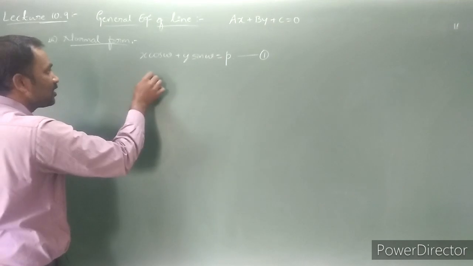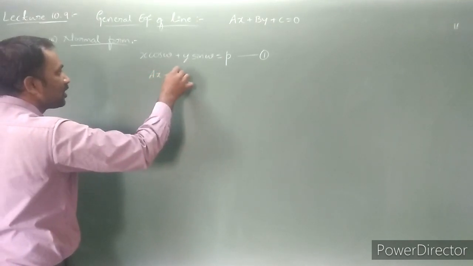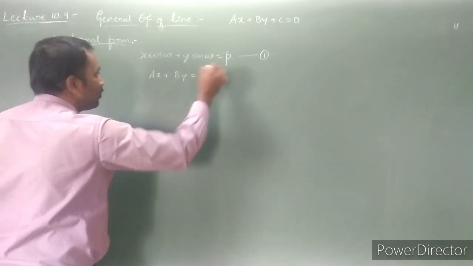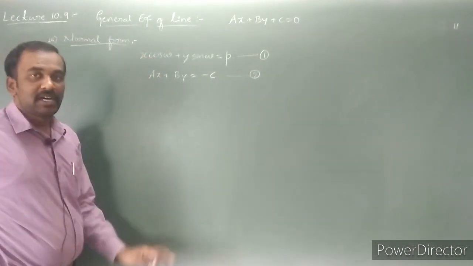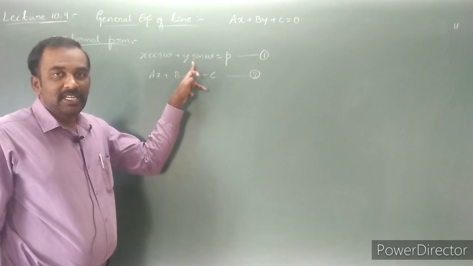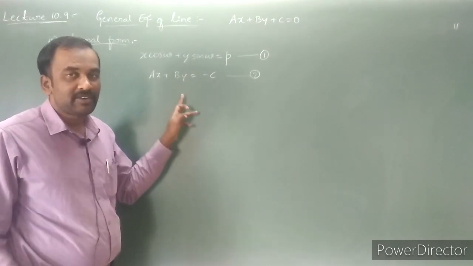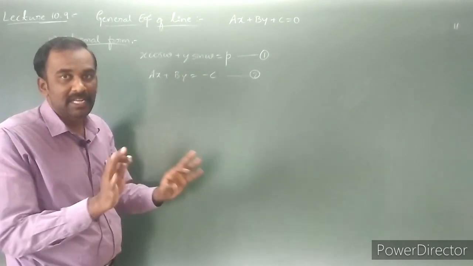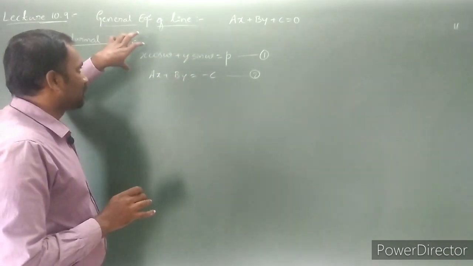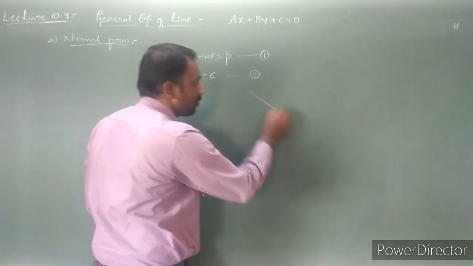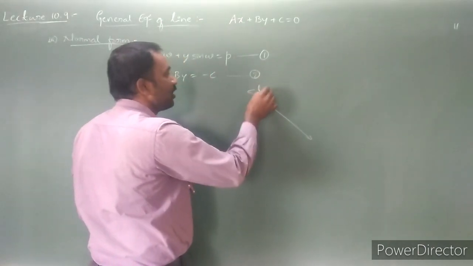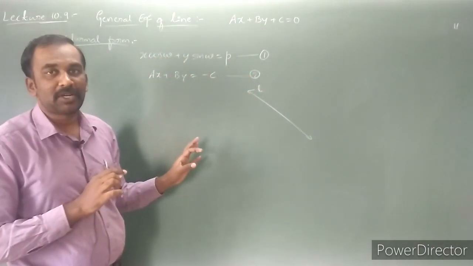So I rewrite the general equation as ax plus by is equal to minus c, and I call this equation number 2. Now this is also a line equation, but the names are different in manner. Whatever the line is there, the same line is there. This is the line L only, but the naming is different.